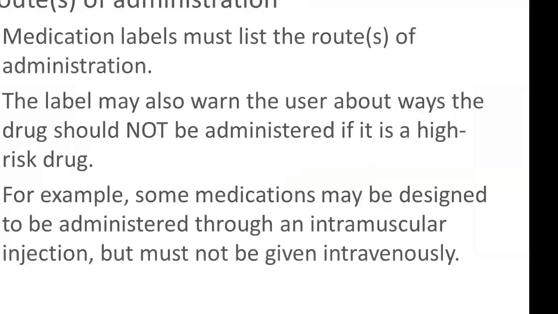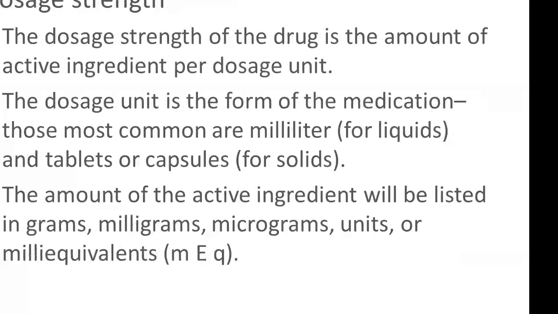And also, the medication labels must list the routes of administration. The label might also warn the user about ways the drug should not be administered if it is a high-risk drug. For example, some medications may be designed to be administered through an intramuscular injection, but not to be given IV, and that's really important to know.